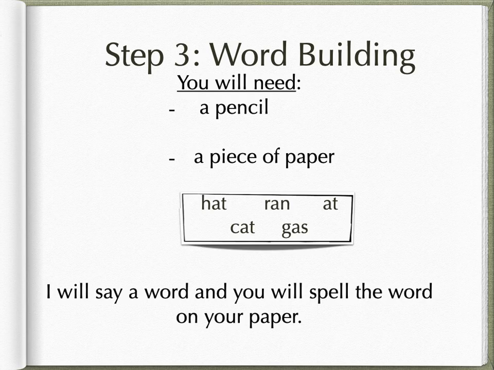Say gas. In the word gas, you hear g, a, s. Let's segment that word. Hold up your left hand. G, a, s. Gas. How many sounds do you hear in the word gas? That's right, you hear 3. The word gas is spelled with the letters G, A, S. Great. Let's read all of the words that we've spelled today. Hat, ran, at, cat, gas. Great job!